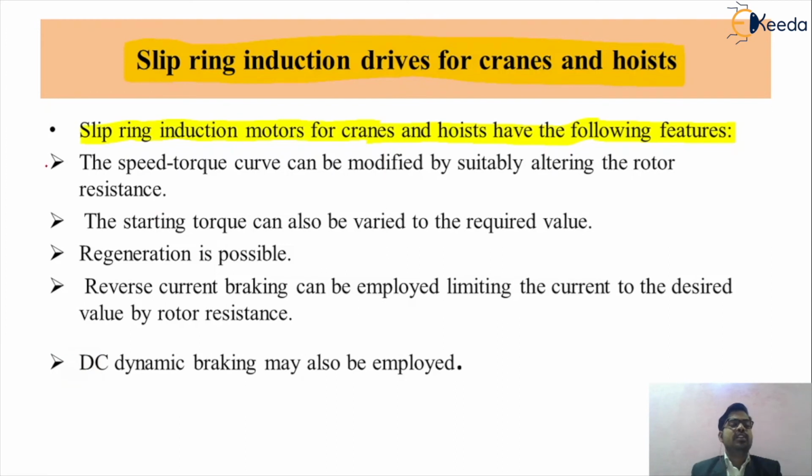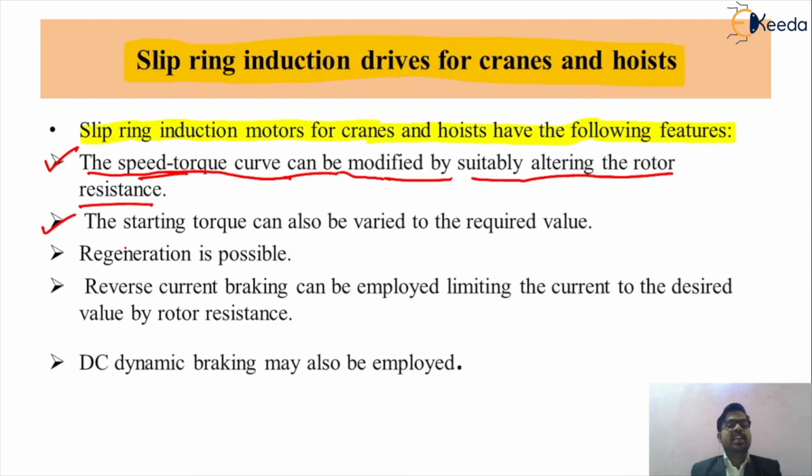The first feature is that the speed torque curve can be modified by suitably altering the rotor resistance, because while we are controlling the slip ring induction motor by means of rotor resistance control, we can modify its speed torque characteristics, but in the squirrel cage induction motor it is not possible.